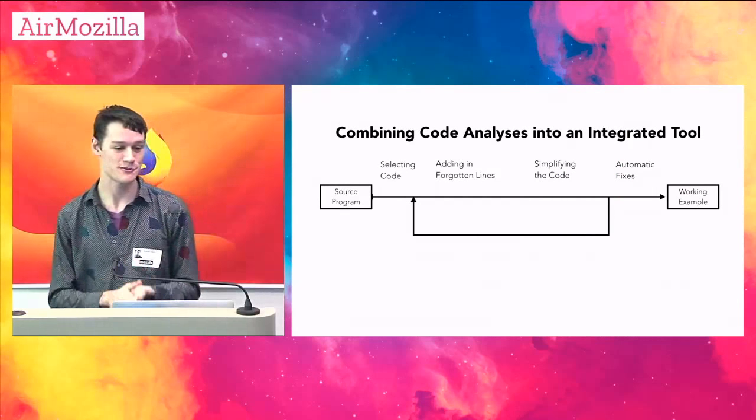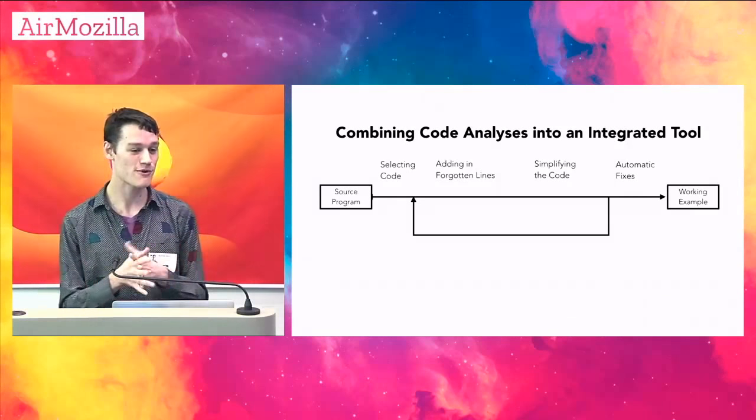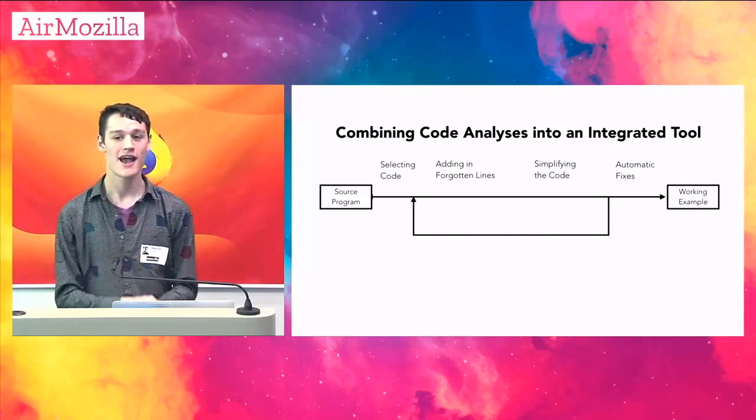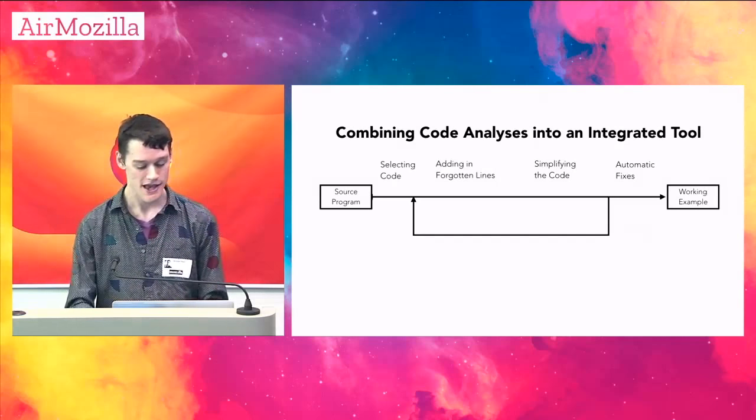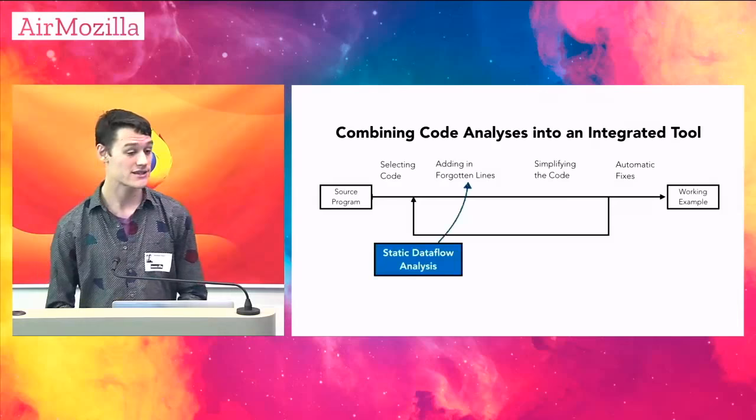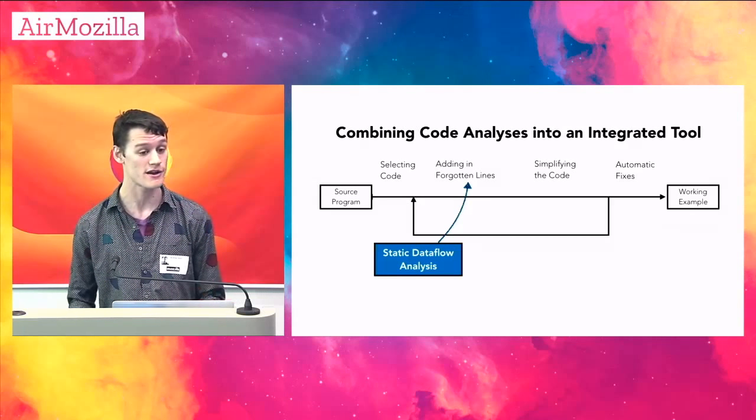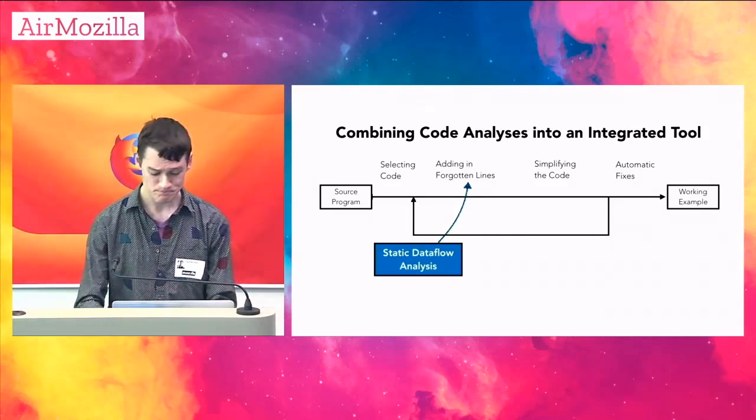In order to build a scooping tool, you need a bunch of different components. So you need to support a programmer after they have selected code in adding in forgotten lines, in being able to simplify the code, and also making some of these automated fixes. So some of the things that we orchestrate together in the back end of this tool is static data flow analysis in order to find all of the definitions and uses of a variable, to be able to locate the places where variables are defined.